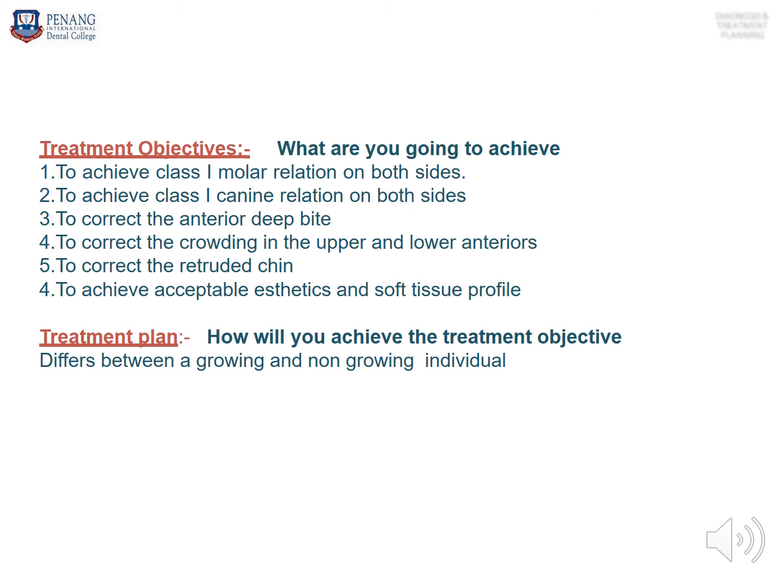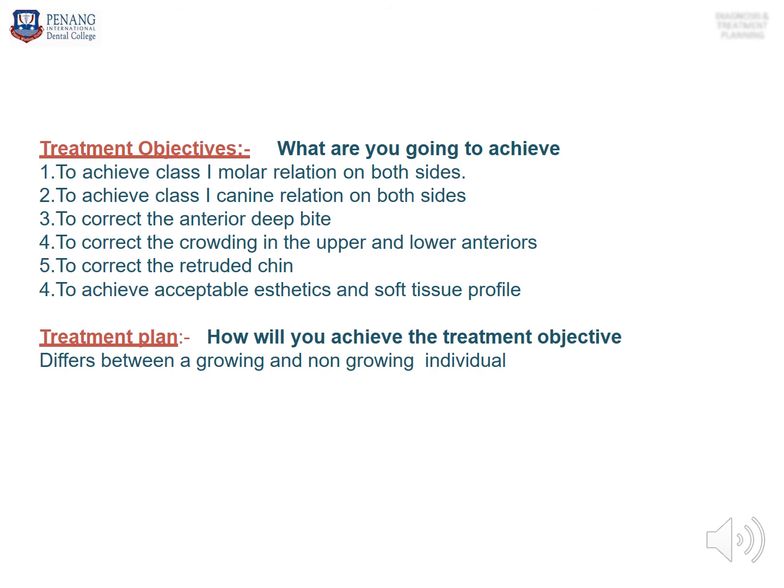What are you going to achieve in your treatment objective? So in this case, we want to achieve class 1 molar relationship on both sides, and we also want to achieve class 1 canine relation on both sides. We also want to correct the anterior deep bite, and then we want to correct the crowding in the upper and lower anteriors. We also want to correct the retruded chin. We also want to achieve acceptable aesthetic and soft tissue profile.